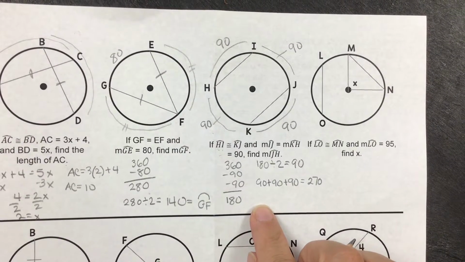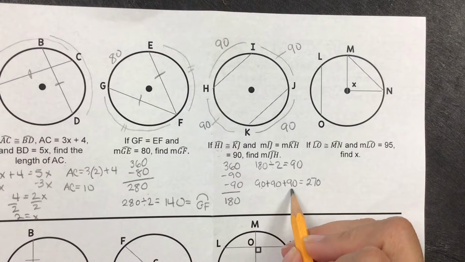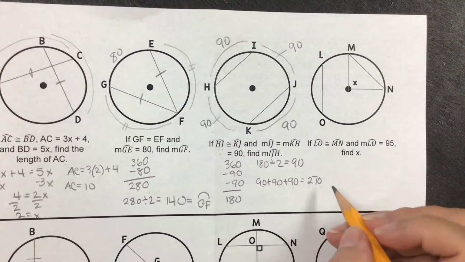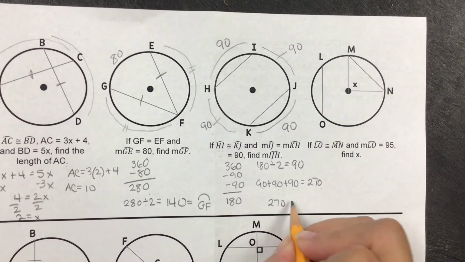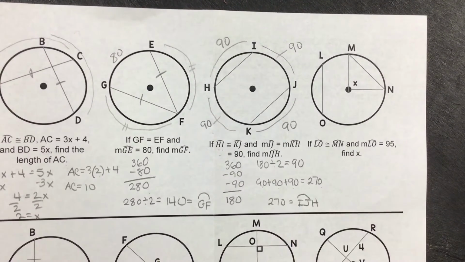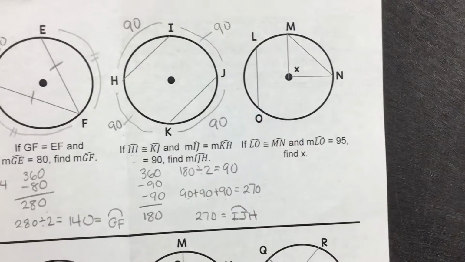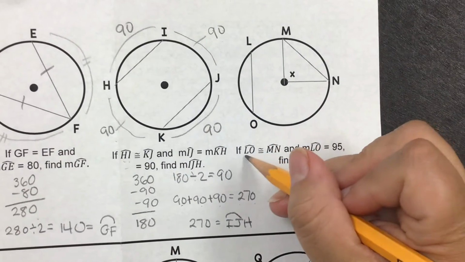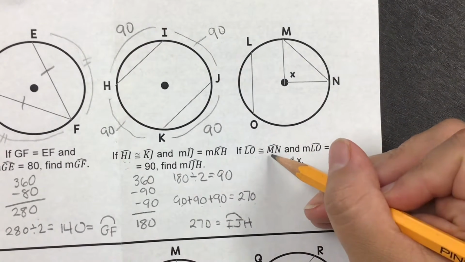You're now on video. 90 plus 90 plus 90 is 270, and that is the measurement of the arc IJH. All right, for the next one, we have LO is congruent to MN.